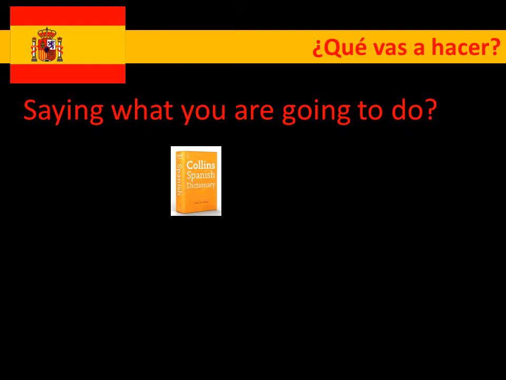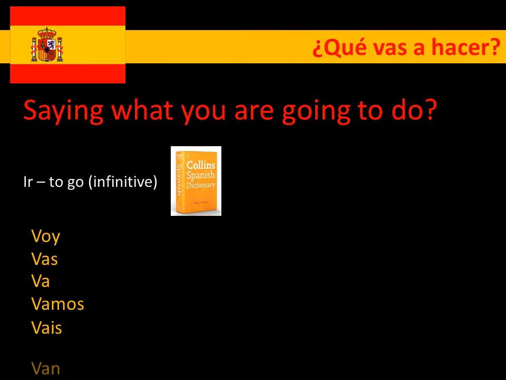Okay, so if we look up the verb to go in the dictionary, we get ir, significa to go. Okay, and we need the six different persons to be able to start the verb, to help the verb along. So here we go, voy, vas, va, vamos, vais, van. There's a nice little rhythm with this then, so voy, vas, va, vamos, vais, van.